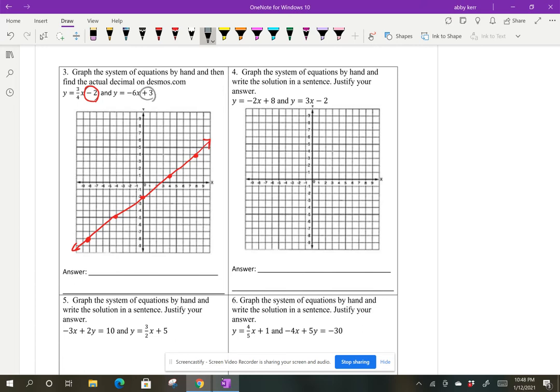I'm going to begin at +3, and I'm going to go down 6. 1, 2, 3, 4, 5, 6. Right 1, 2, 3, 4, 5, 6. Right 1.